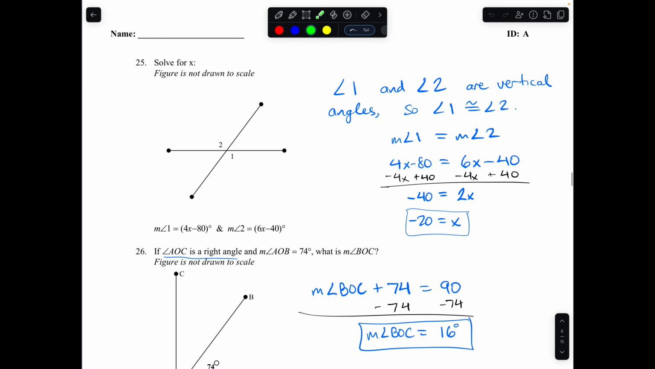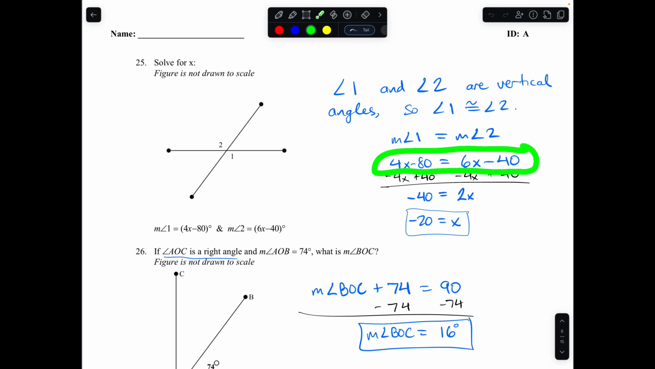25, solve for x. The figure is not drawn to scale. Check it out. We have vertical angles. We know that vertical angles must be congruent. So if they tell us that the measure of angle 1, this angle here, is 4x minus 80 degrees, and the measure of angle 2 is 6x minus 40 degrees, and they're both vertical angles, that means these have to be equal. So we're going to say 4x minus 80 equals 6x minus 40.